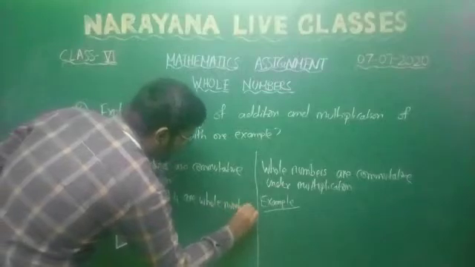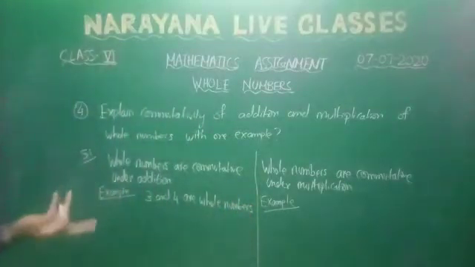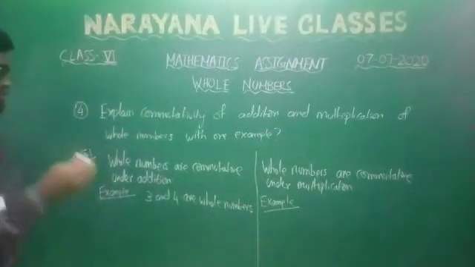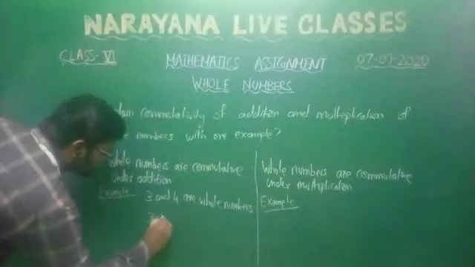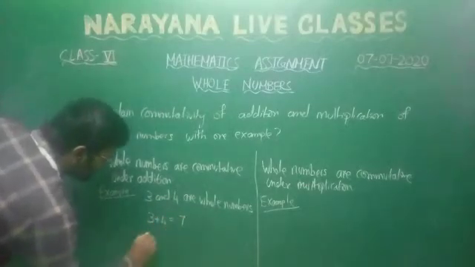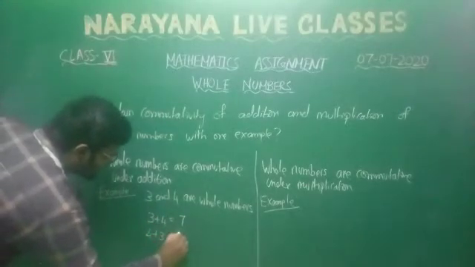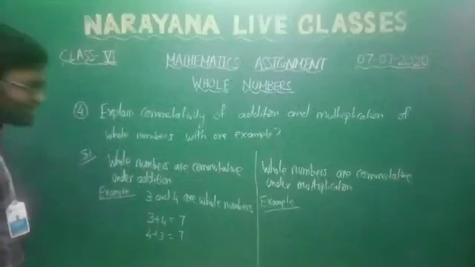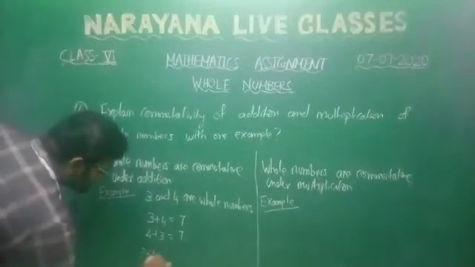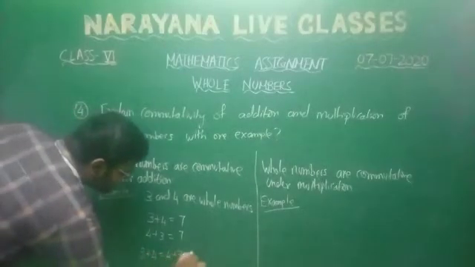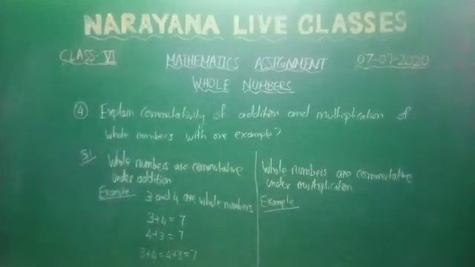According to the commutative property, if you are adding and you are reversing the digits and adding also, you should get the same value. Which means 3 plus 4 is equal to 7 and 4 plus 3 is also 7. So we can say 3 plus 4 is equal to 4 plus 3 is equal to 7. Therefore, the commutative property under addition is true.